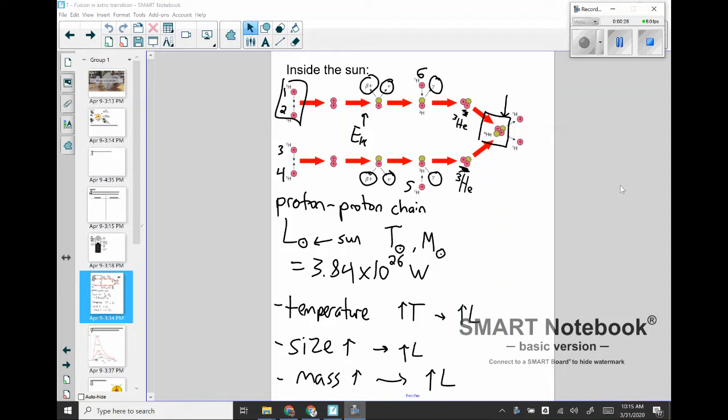Luminosity of the sun being 3.84 by 10 to the 26 watts. And I mentioned at the end of the last one that we experience this as brightness. When we look at the stars, we're seeing this energy being released and our eyes interpret it as light.